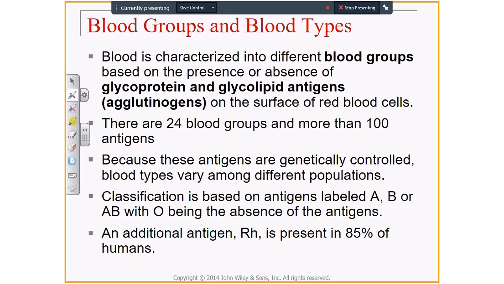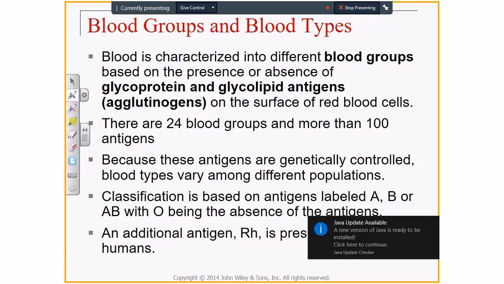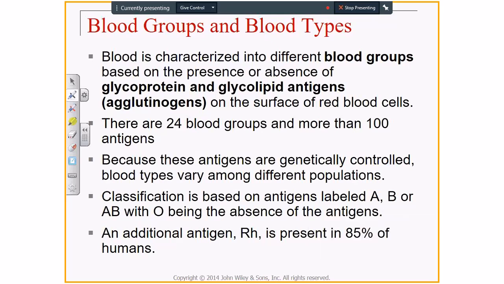Now, your red blood cells are going to be marked by genetically determined glycoproteins and glycolipids on the outside, and they are called agglutinogens or isoantigens. And so when we look at that, we'll see that there are actually 24 different blood groups and 100 different antigens that we can take a look at. Because we're genetically controlled, we do have different blood types that vary among different populations.